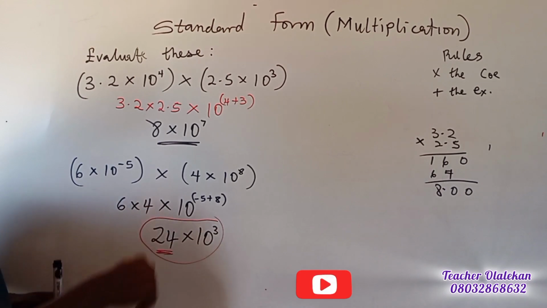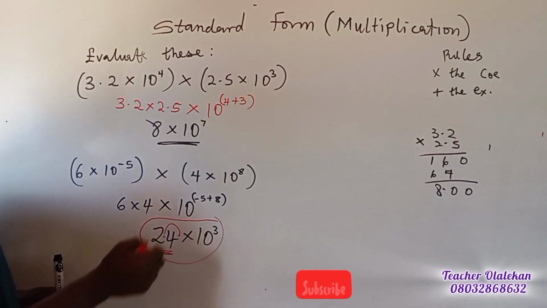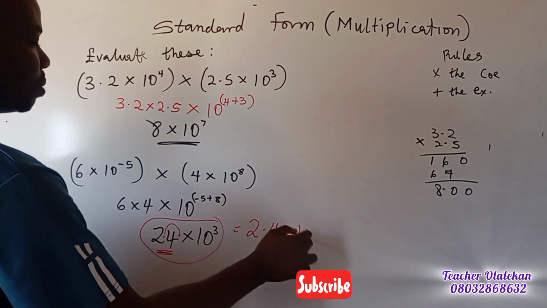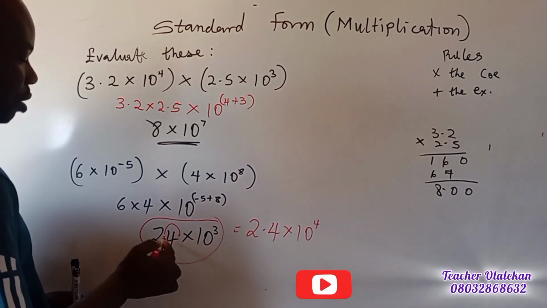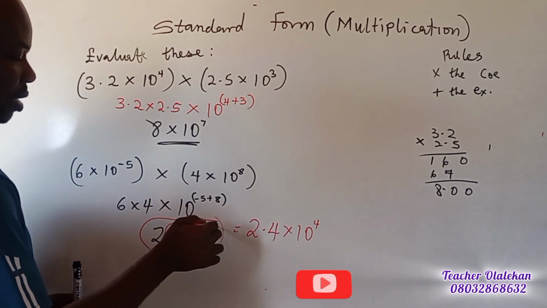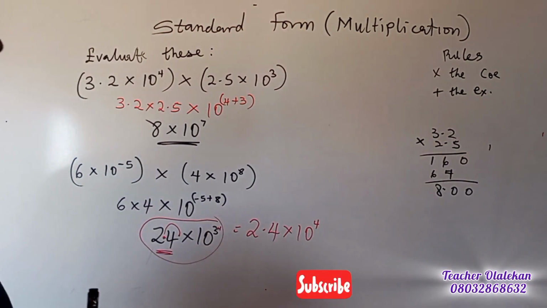So that means we have to express it in another standard form by taking the point that was here, bring it here. That now becomes 2.4 times 10 raised to power 4. So the one we brought the point inside will be added to this exponent. So that makes it 2.4 times 10 raised to power 4.